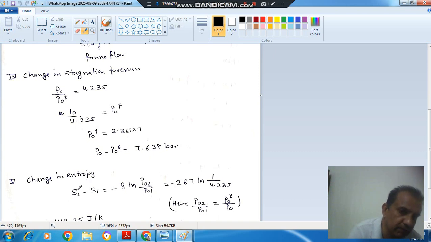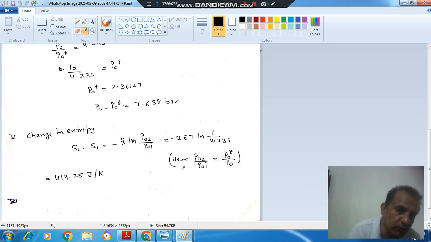Next is the change in entropy. That can be found from the formula S2 minus S1 equal to minus R ln of the stagnation pressure ratio. Here the stagnation pressure ratio is the stagnation pressure at the exit divided by the stagnation pressure at the inlet. That ratio we have, that is 4.235. From this we get S2 minus S1 as 414.25 joule per kilogram Kelvin.